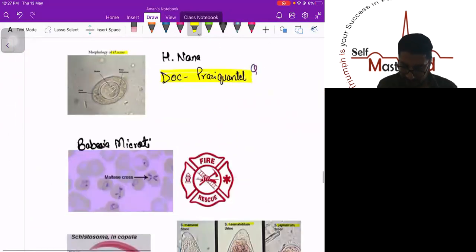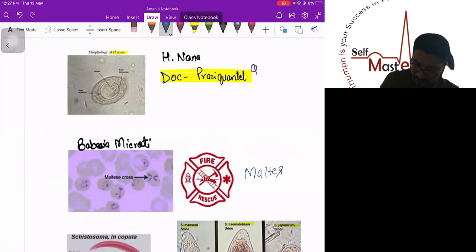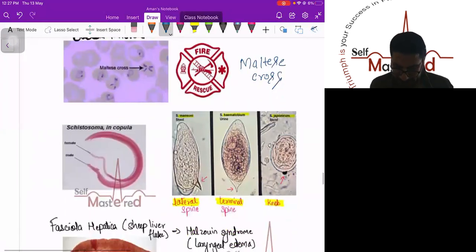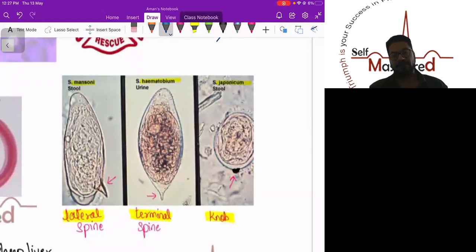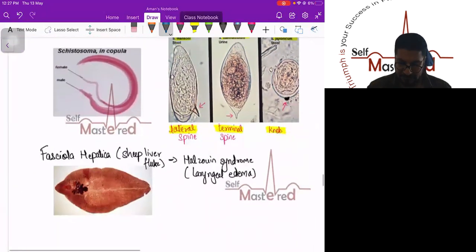Then we have Babesia microti. We call this a Maltese cross appearance. Maltese cross appearance, you will see in Babesia infection. Then we have Schistosoma: Schistosoma mansoni with a lateral spine, haematobium with a terminal spine, and japonicum with a knob.